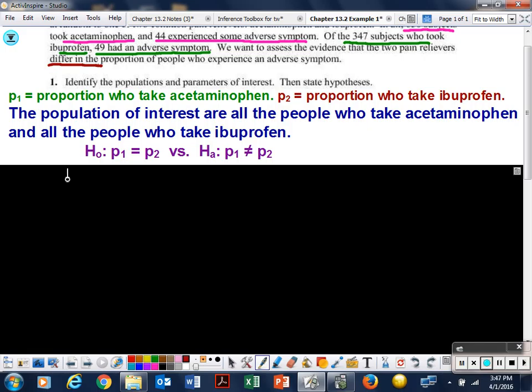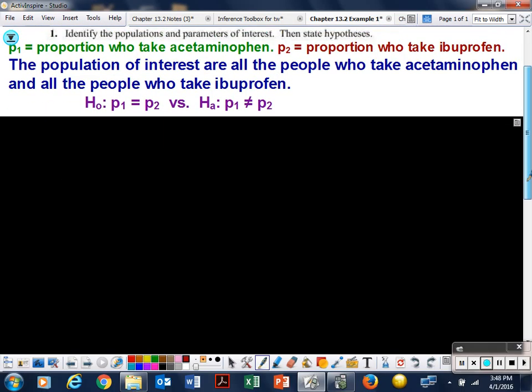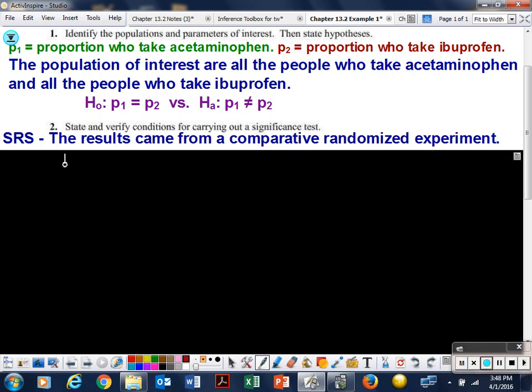All right, so step 1 is done. Step 2, we need to identify the conditions, check all of the conditions. Here we go. Simple random sample. The results came from a comparative randomized experiment. It stated it in the problem. Normality.